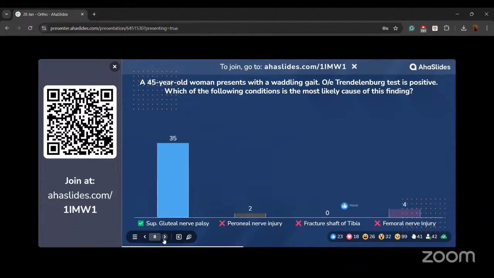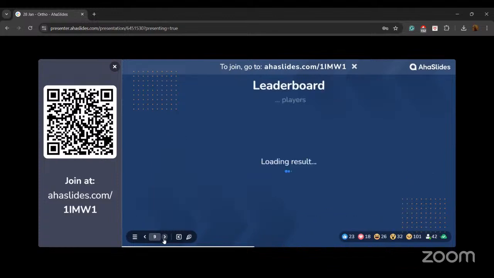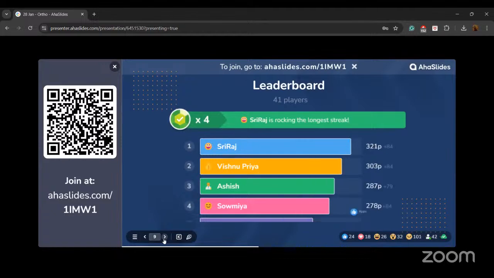Yeah, it's superior gluteal nerve injury. Also, can you guys tell which two muscles is more commonly involved here in this mechanism? Let's see the leaderboard now. Okay, not much changes. We have the same players, the same players. Then we'll move on to the next one.